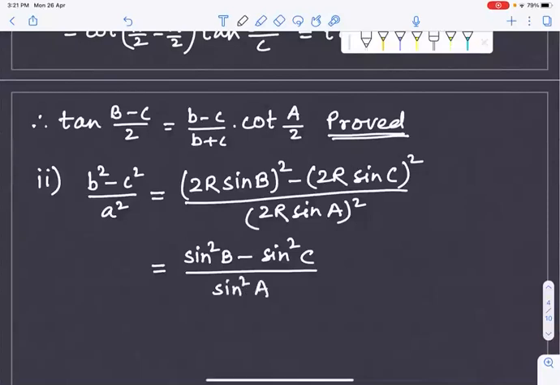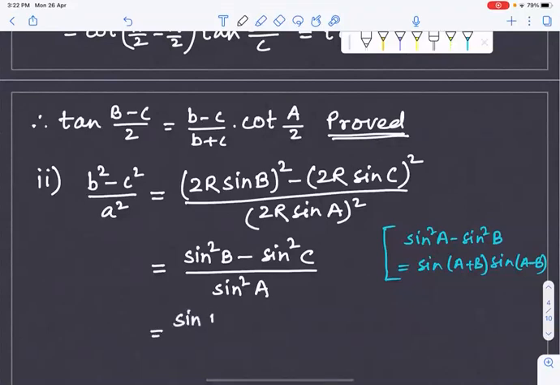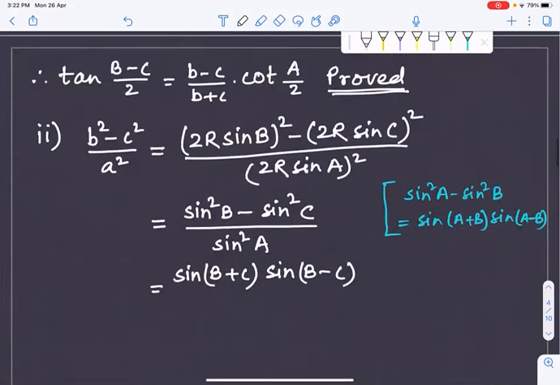Now sine square b minus sine square c, we have a formula, if you remember, that is sine square a minus sine square b equal to sine of a plus b into sine of a minus b. This is one of the formulas that we have learned in trigonometric identities. Let us try to use that here, and by using it, I am going to get sine of b plus c into sine of b minus c, whereas in the denominator I am having sine square a.